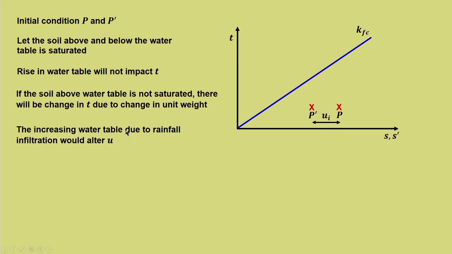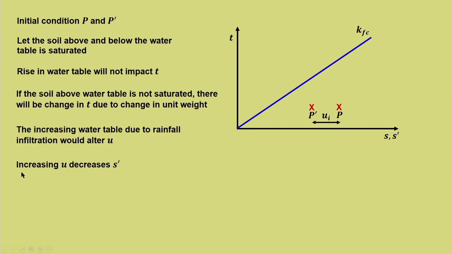The increasing water table due to rainfall infiltration would alter U. So, what is the effect of infiltrating rainwater? Infiltrating rainwater means it will raise the water table, and when the water table rises, HW changes, and when HW changes, U will change. Increasing U will decrease S dash. Because of the assumption that T remains the same, increasing U will decrease S dash.